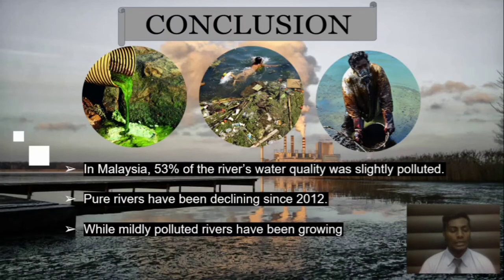Today, I will talk about the conclusion. As we all know, rivers carry water and nutrients to areas all around the world. They also play a very important part in the water cycle and act as drainage channels for surface water. Rivers drain nearly 75% of Earth's land surface.